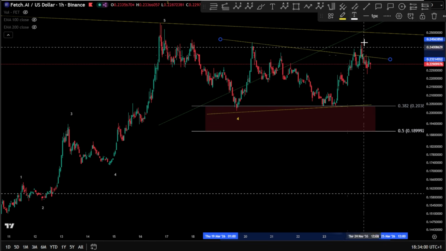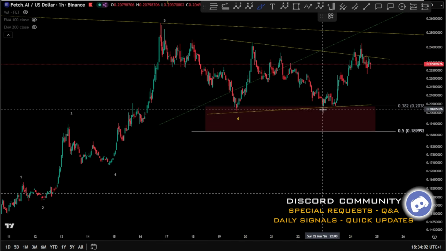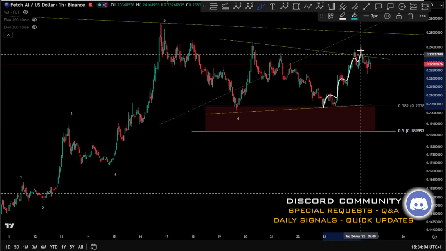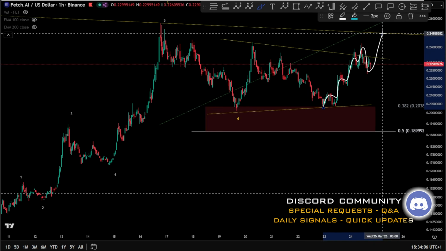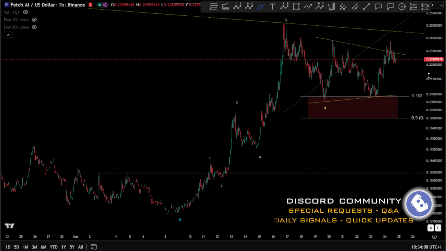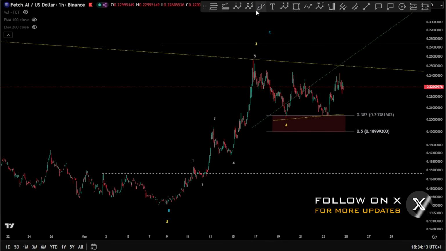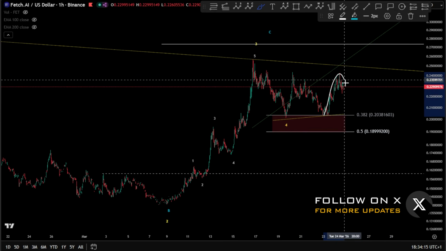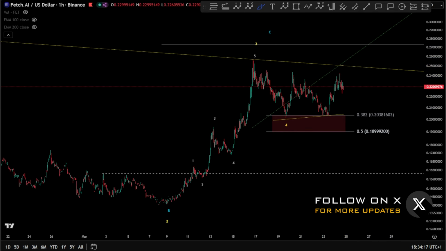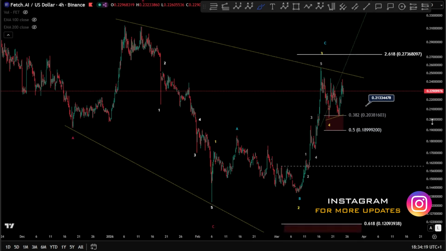Surprisingly, it's still showing strength here. And we still have an impulse 1 2 3 4 5, potentially a correction, and then pushing for higher still. I'm not sure, guys. The triangle is even broken here, so it took the high. That means confirmation for higher prices. So I don't know if FET is decoupling from the crypto market, guys.